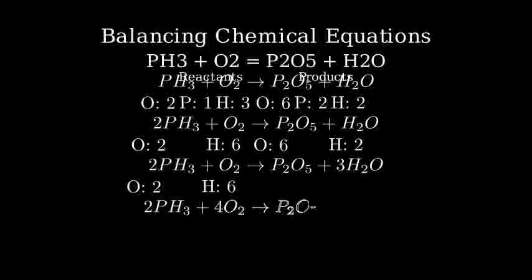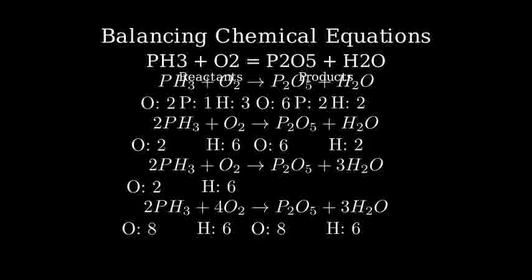The last element to balance is oxygen. We currently have 6 oxygen atoms in the products, but only 2 atoms in the reactants. To balance the oxygen, we need to add a coefficient of 4 in front of O2 on the reactant side, which will give us 8 oxygen atoms.